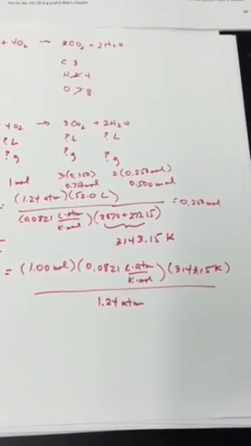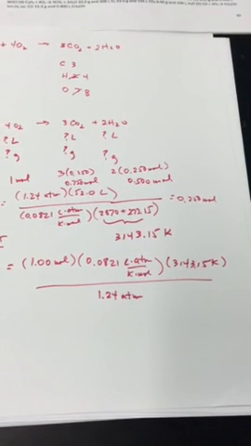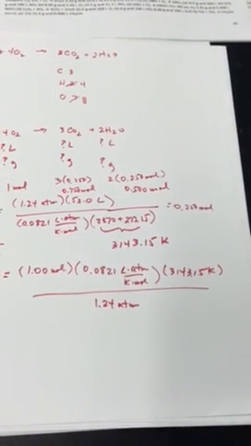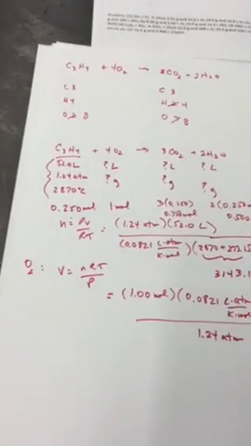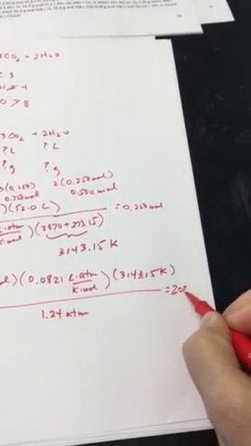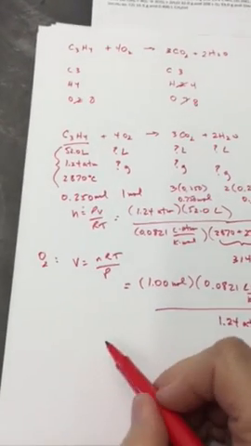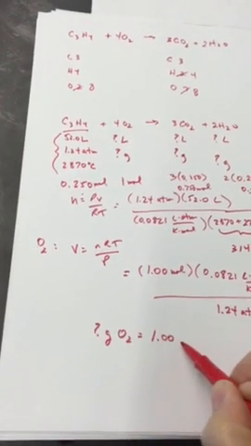So we have 1 times 0.0821 times 3143.15 divided by 1.24, and we get 208 in 3 sig figs, so it's 208 liters. To get grams of oxygen, how many grams of oxygen is equal to 1.00 mole of oxygen?